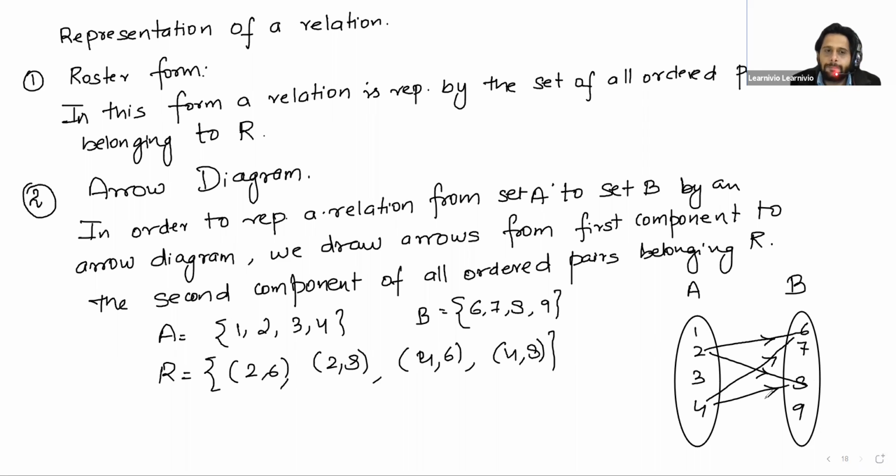So far this is clear? Yes, sir. Any doubt in roster and arrow diagram? No, sir. So in the roster form, we just write the elements. In the arrow diagram, we draw a figure like this, write the elements and connect them with arrows.